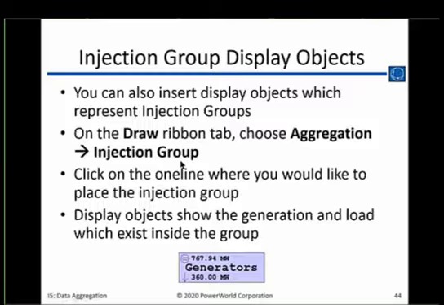And then you can also add injection group objects to the display. So it's kind of the same idea as what we did with areas. But you can have a rectangle that represents the group. This tells you how much generation and how much load is in it.